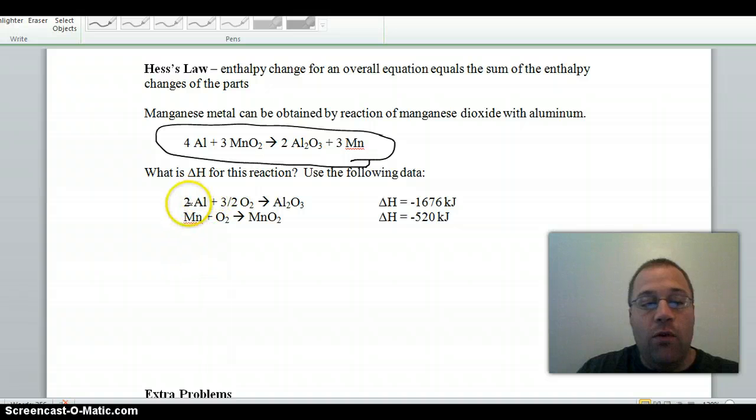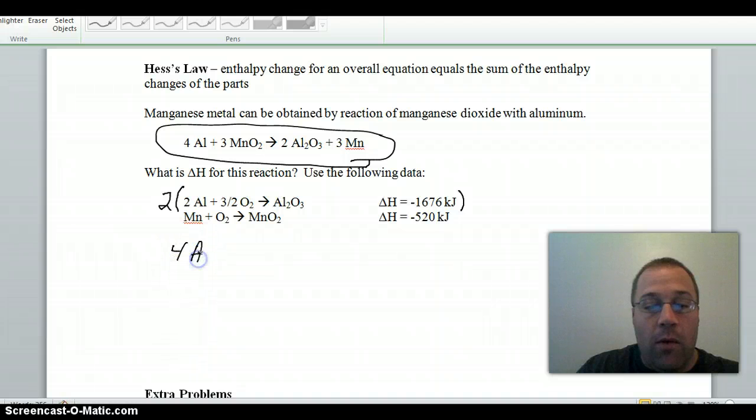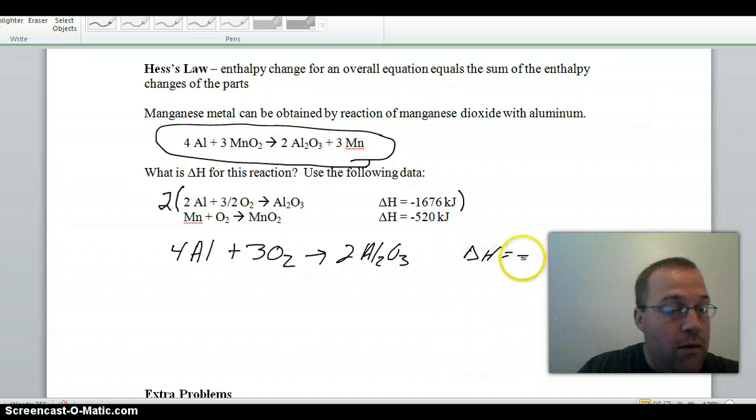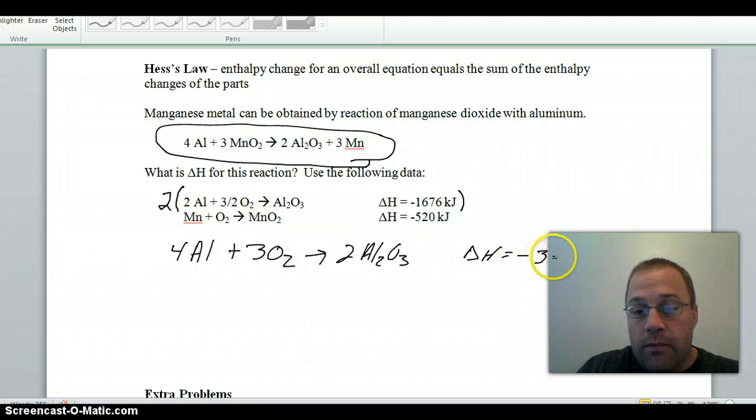So for this one, you notice how it says 4 aluminum and it needs to be a reactant. If you look down here, we have 2 aluminums as a reactant in the top equation. So in order to get to 4, you're obviously going to have to multiply by 2. When you multiply by 2, you multiply everything in that equation by 2, and delta H by 2. I'm just going to rewrite this out down below here. 4 aluminum plus 3 oxygen gives you 2Al2O3. And delta H also gets multiplied by 2, so that is negative 3352. It's in kilojoules. I'm just not going to write out the units right now.